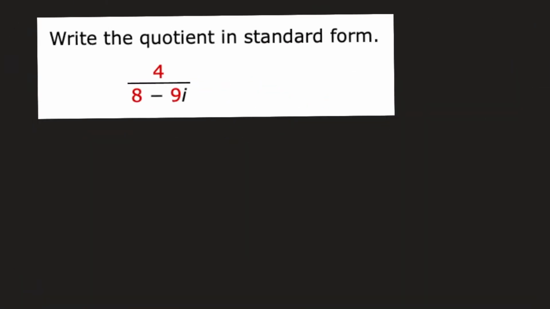To write the quotient in standard form, we need to get rid of what's in the denominator. We need to get rid of that i in the denominator. The only way to do that is to multiply by a conjugate. A conjugate is nothing more than exactly the same thing you have in the denominator, but with the opposite sign. So I'm going to multiply this by 8 plus 9i. Now I can't just multiply the bottom by 8 plus 9i. I have to do the same thing to the top, so I'm going to do that to the top as well.